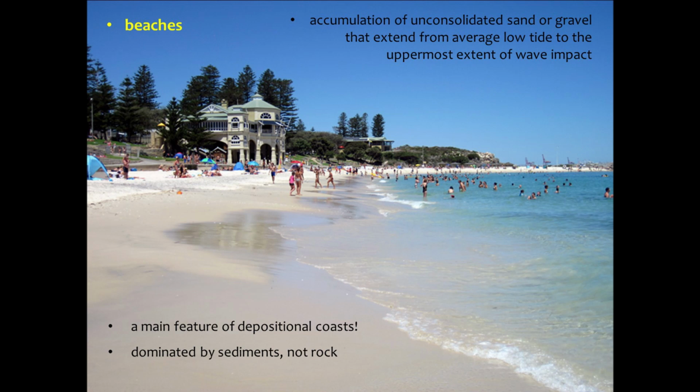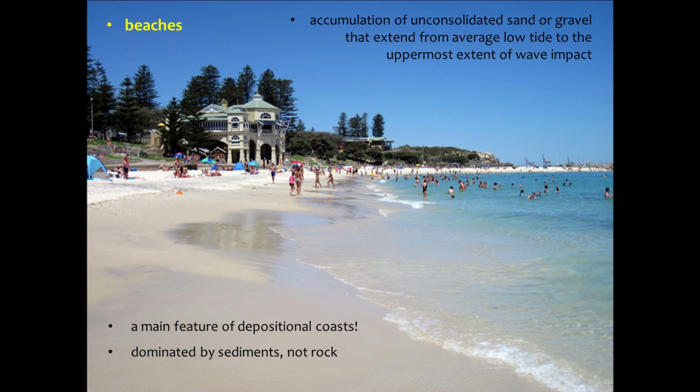What is a beach? Well, a beach is an accumulation of unconsolidated sand or gravel. So once again, this is just loose material that extends from the average low tide mark, so where does the tide go out to on average, to the uppermost extent of wave impact.